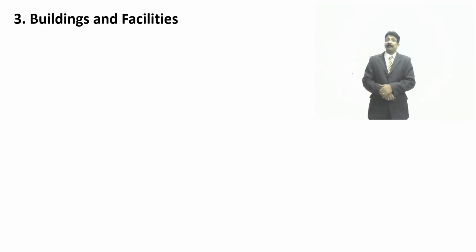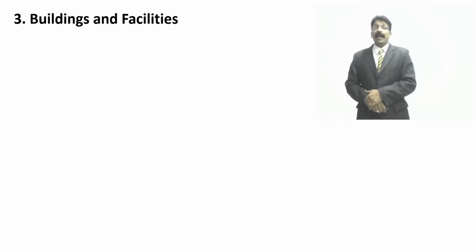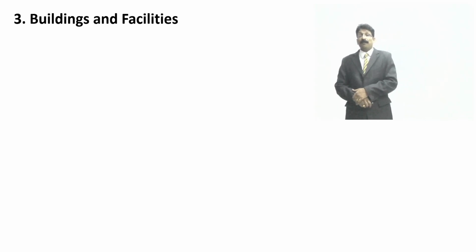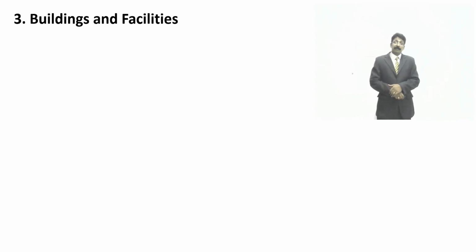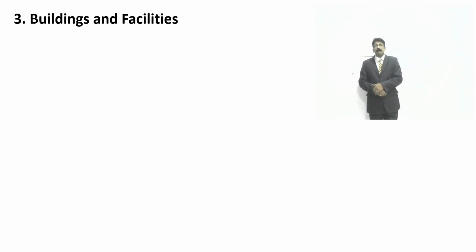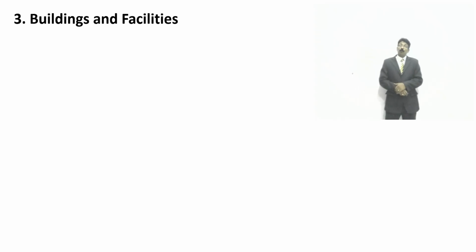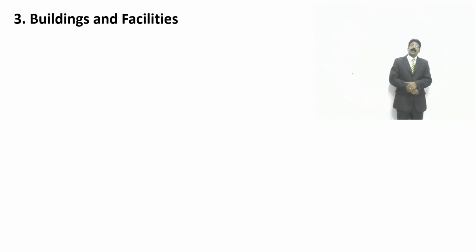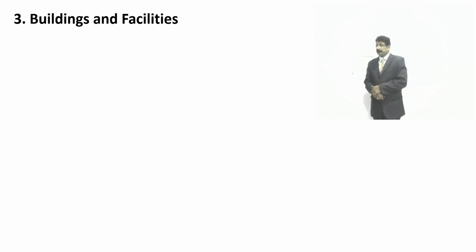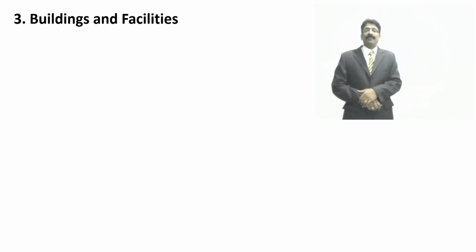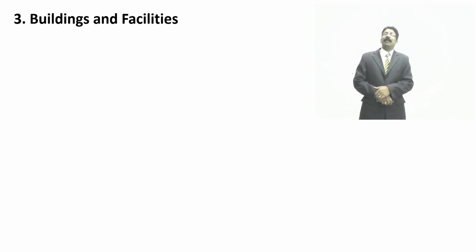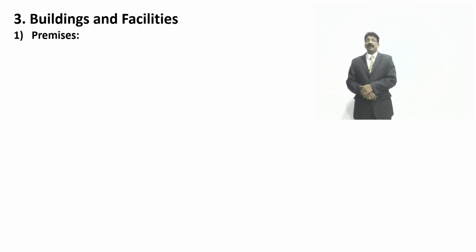And number 3 is building and facilities. This is one of the important sectors in the 11 parts of good manufacturing practice. Here we have made some different points, actually 9 or 10 points, in this building and facilities. In that, the first one is premises.